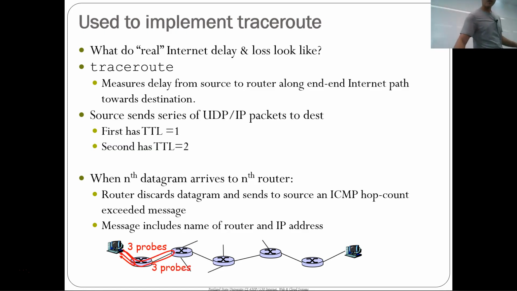And then you would do it with a TTL of 2 to find the next router. And you keep on going until you reach the destination. And so this allows you to figure out where all of the hops along the way are located and the latency between you and that router. Okay? So that's what's going on. And then traceroute will continue all the way until it reaches the destination.